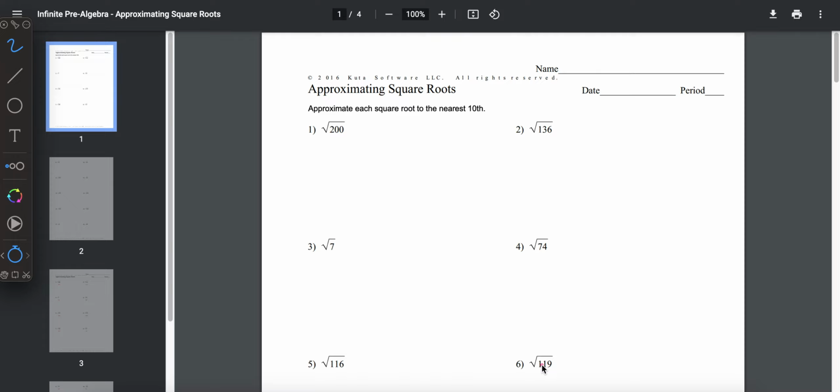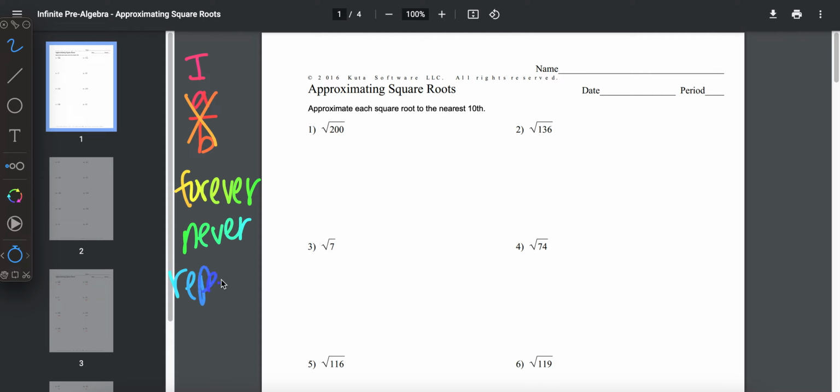But in a quick review, an irrational number cannot be written in fraction form. It does two things. It goes on forever, and it also never repeats. So all square roots are irrational except for perfect square roots. Like a perfect square root is the square root of 36 because 6 times 6 is 36. So the square root of 36 is 6. So that's what you call a perfect square. But all perfect squares are rational and everything else is irrational.